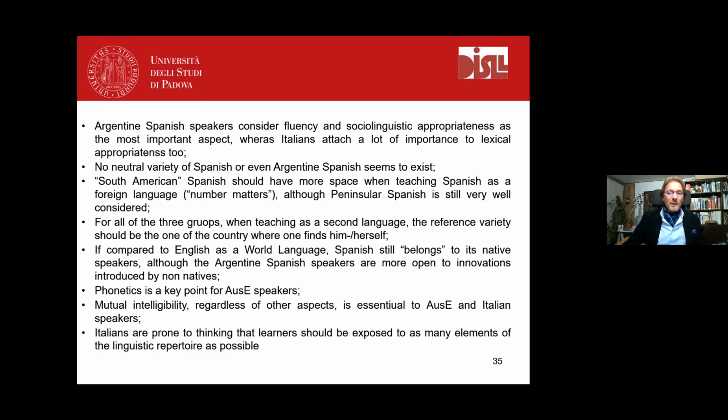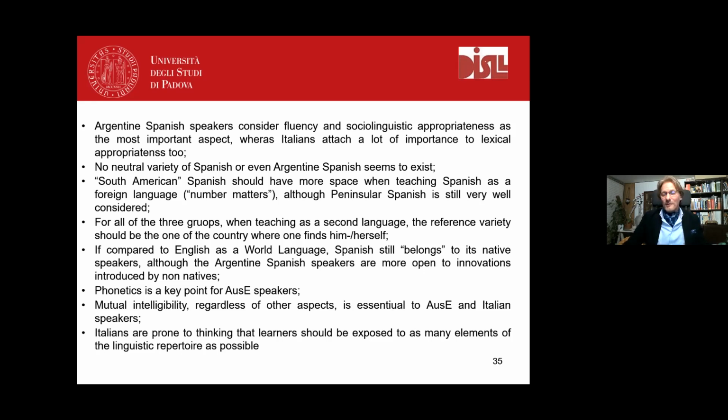Argentine Spanish speakers consider fluency and sociolinguistic appropriateness as the most important aspects, whereas Italians attach a lot of importance to lexical appropriateness too, which is not present, or not so relevant, in the Australian questionnaires. No neutral variety of Spanish, or even Argentine Spanish, seems to exist, and this is also very interesting. South American Spanish should have more space when teaching Spanish as a foreign language.